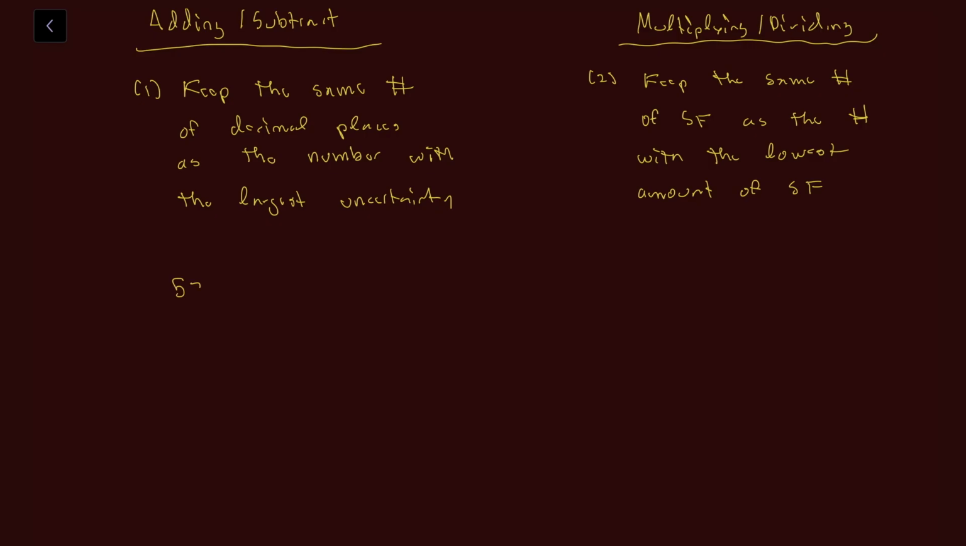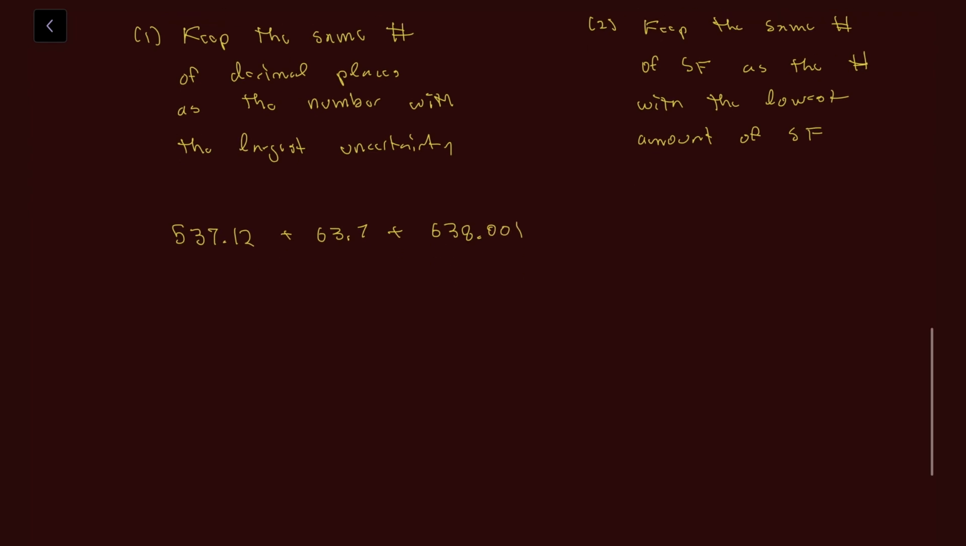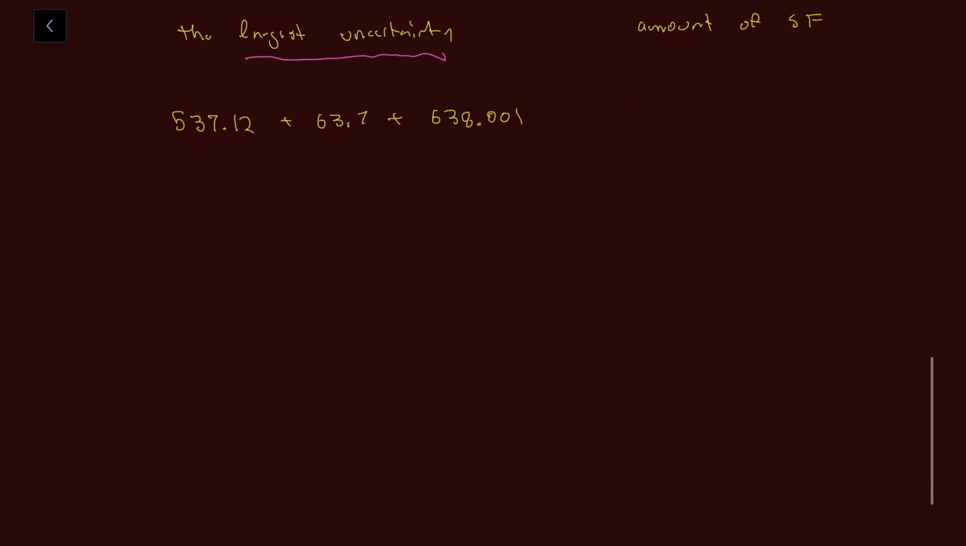Let's say we have 537.12 plus 63.7 plus 638.001. What we're looking for is the number with the largest uncertainty. The number with the largest uncertainty is going to be our least precise answer, which is 63.7, because we only know the true value up to the 10th place. And I hope that makes sense. If it doesn't, always feel free to leave a comment. So we know that our result will only have decimal point up to the 10th place.